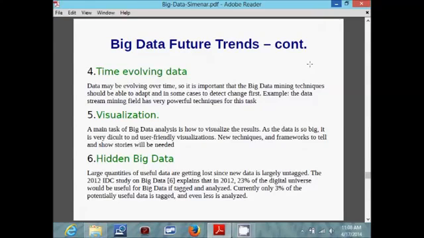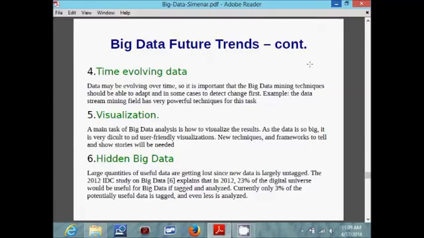Visualization is also one of the research areas in big data. How to present and visualize your results. It's very difficult to provide user-friendly interfaces that visualize all the results of your analytics, which are based on big data. So visualization also is one of the new trends or research topics in big data.